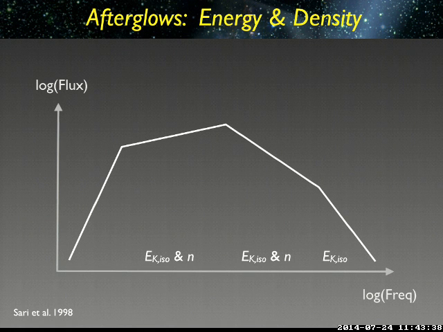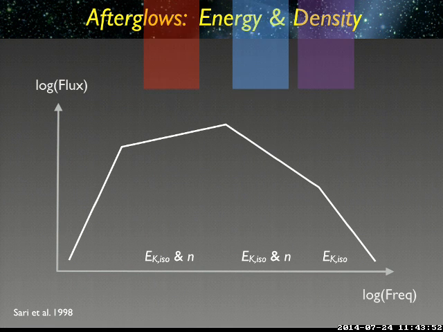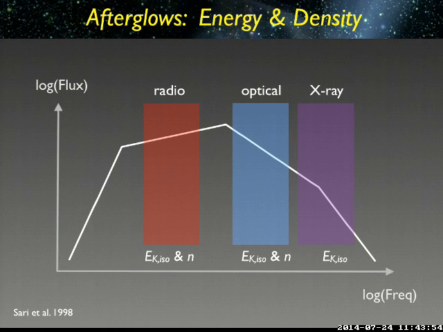Okay, and I'm dropping for the moment the microphysics, the fraction of energy that goes into electrons and into amplifying the magnetic field. I'm just looking at the isotropic kinetic energy of the blast wave and the density. Those are the two primary parameters. These different segments give us different ways of measuring these combinations. Radio observations generally probe this part of the spectrum, optical this part, and X-rays somewhere either just above or just below this cooling break.